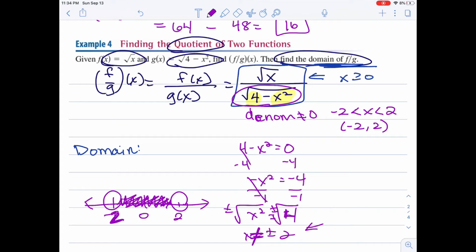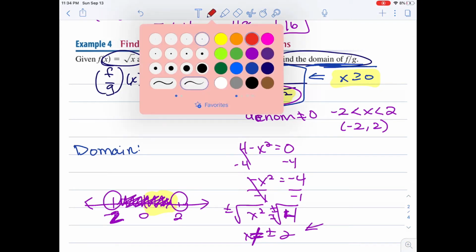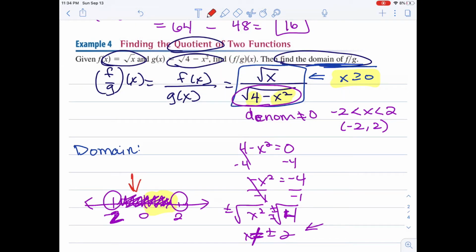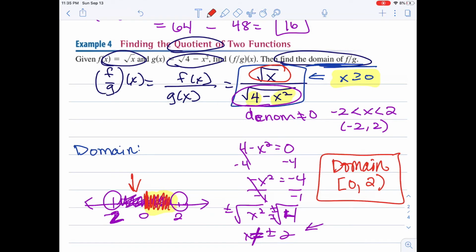Now for our overall domain though, we have to make sure that everything agrees. So remember this up here, it has to be greater than or equal to 0. But remember that only counts for this part of the graph. So anything that I could put in the bottom, I'm still not going to be able to use because it has to be valid on the top as well. So the only part of our domain that's going to work is 0 all the way up to 2. So the overall domain of the whole function is from 0 up to 2, but not including 2.